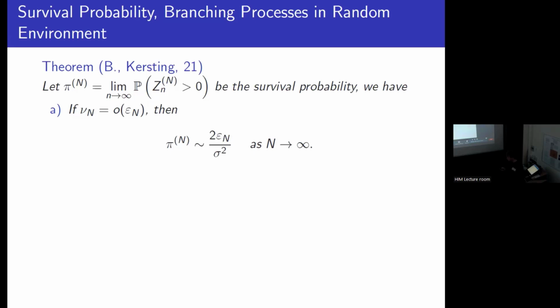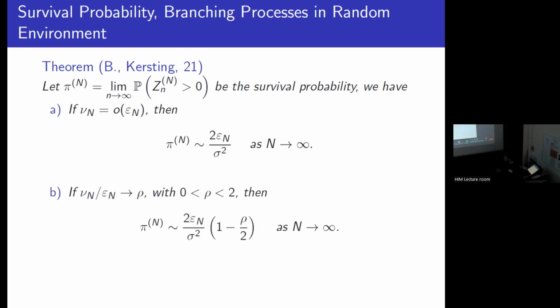All right, so far so good. But if the variance and this epsilon n are of the same order and converging to some quantity rho, with rho being between 0 and 2, then we see this phase transition where we really start to pay a price for this random environment. So the probability of survival gets reduced by this additional factor 1 minus rho half. And this is just due to the fact that this extra randomness in the offspring distribution, you start to feel it now, and it becomes harder for you to survive.